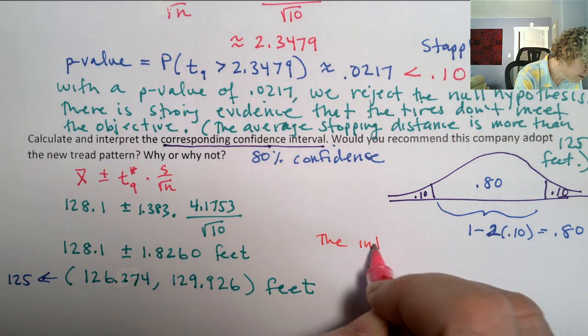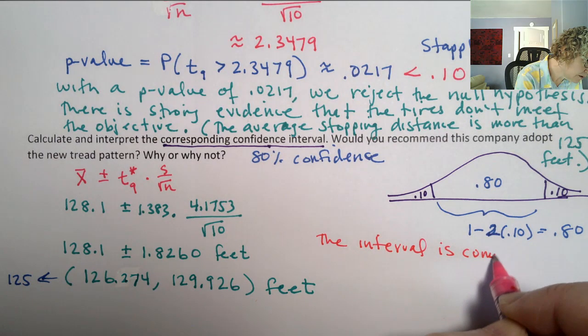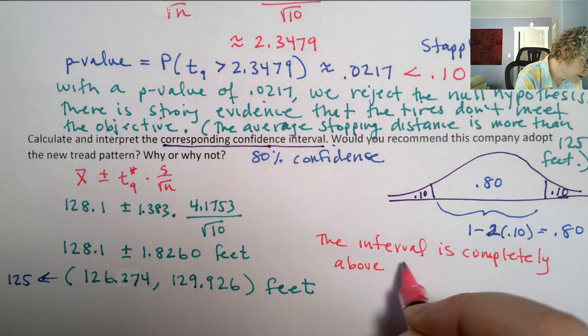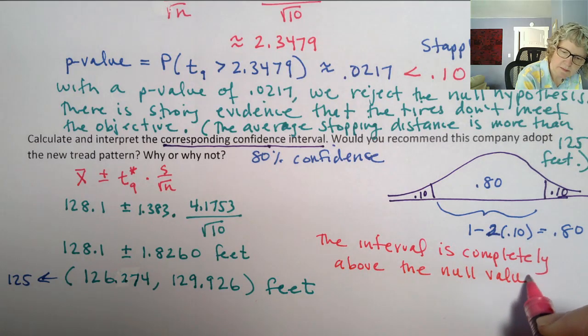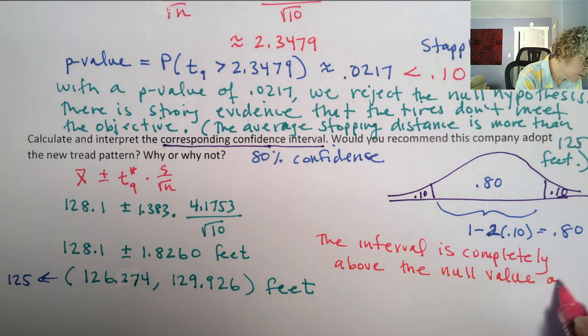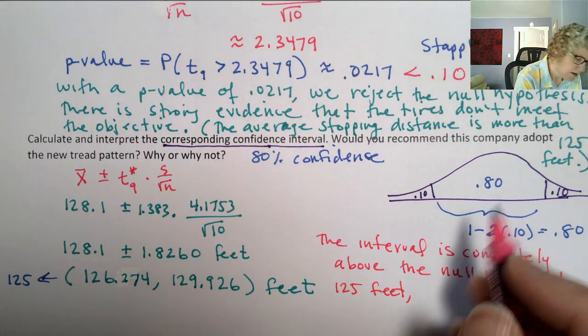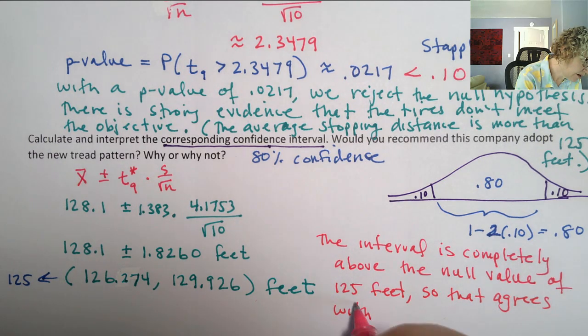The interval is completely above the null value of 125 feet. So that agrees with rejecting the null.